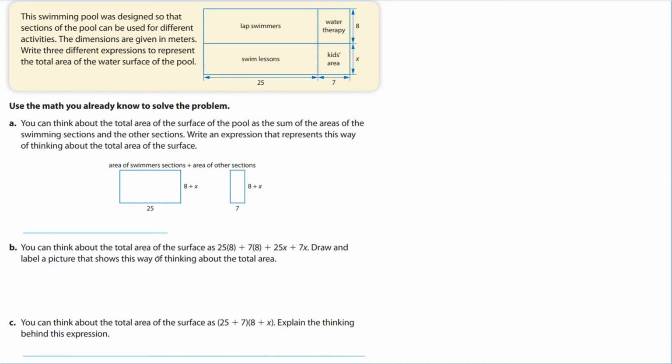You can think about the total area of the surface, such as 25 times 8 plus 7 times 8, or 25x plus 7x. I want you to think about that. You should look at the picture and see if it makes sense. Draw and label a picture that shows this way of thinking about the total area. And then question C. You can think about the total area of the surface as 25 plus 7 times 8 plus x. Explain the thinking behind this expression. So again, pause this video, solve them, then unpause, and we will review your answers.